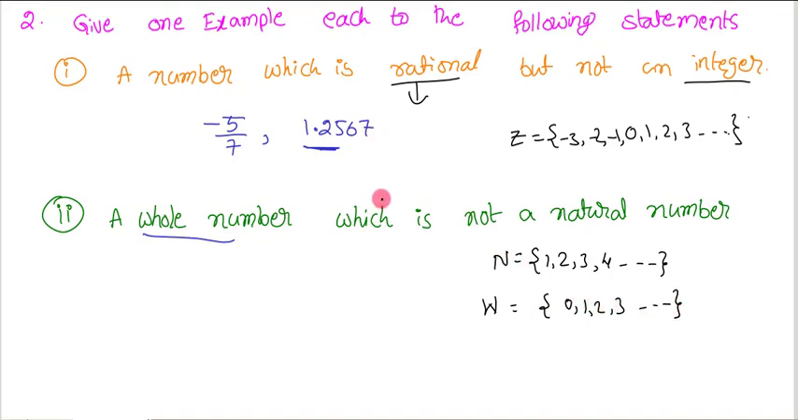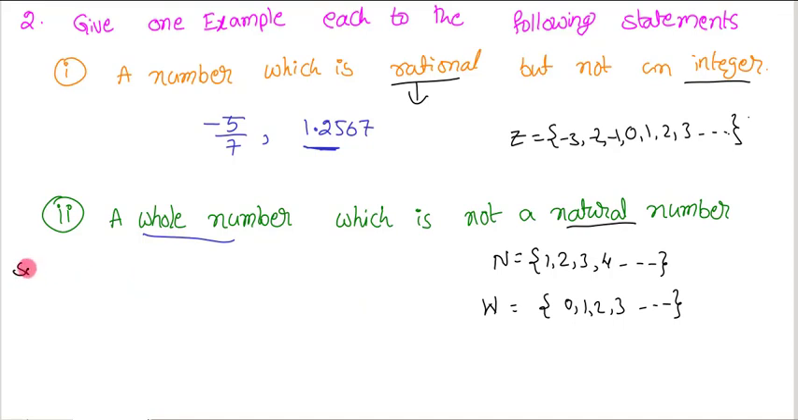Now, if you observe these two sets, we can see that 0 is the only whole number which is not a natural number, because all whole numbers except 0 are natural numbers. We are asked to give an example of a whole number which is not a natural number, so 0 is the only one such whole number.